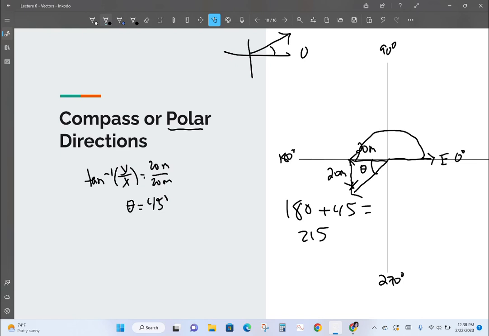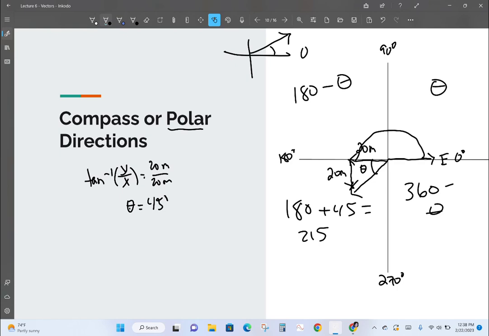If I find an angle and it's in the second quadrant, then it would be from the east axis, it would be just 180 minus whatever that angle is. If I'm in the first quadrant, it's just whatever that angle is. And if I'm in the fourth quadrant, it's 360 minus that angle.